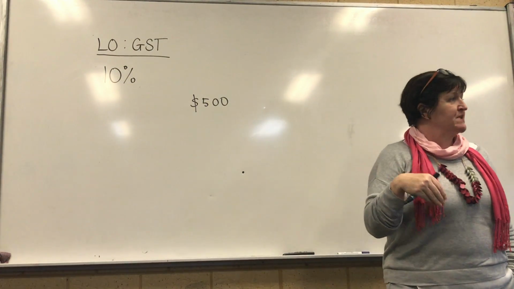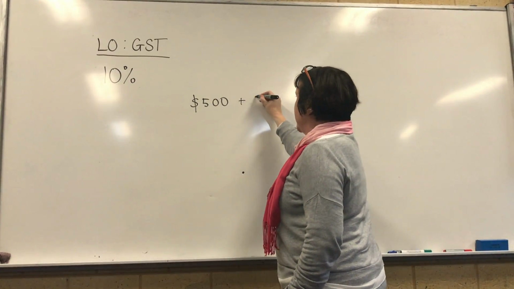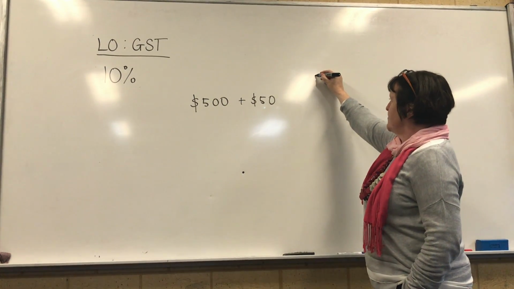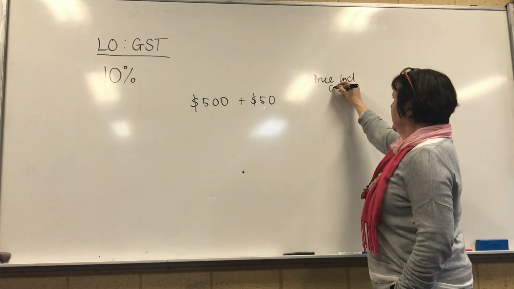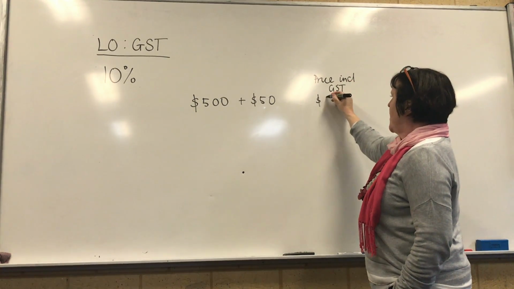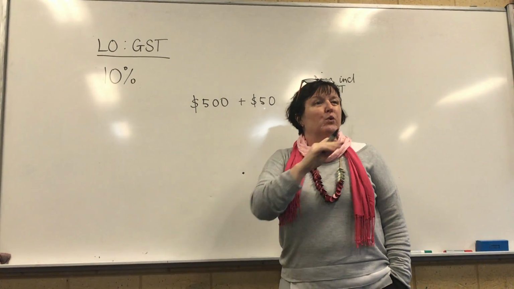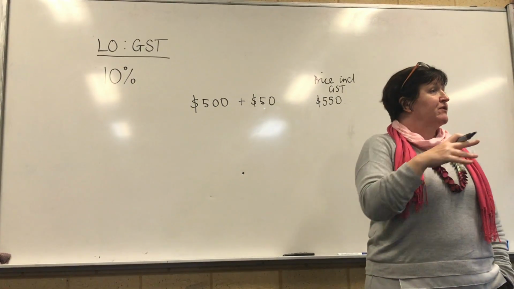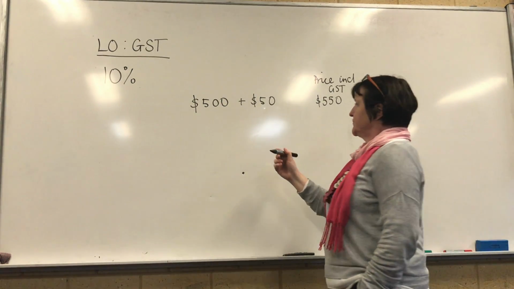So what is 10% of 500, Alex? 50. So we're going to add that 50, okay? And then this is the price including GST. So that will be $550, okay? And we all know how to find 10%, don't we? Because we've done it. You can do it mentally. But of course, if it's a complicated number and you're not sure, use your calculator.